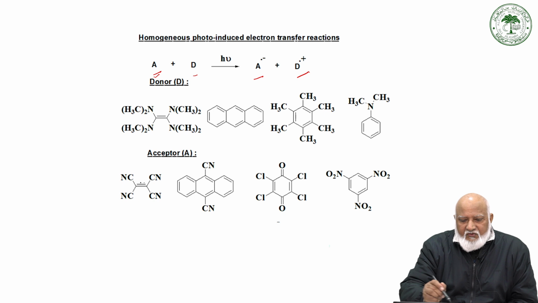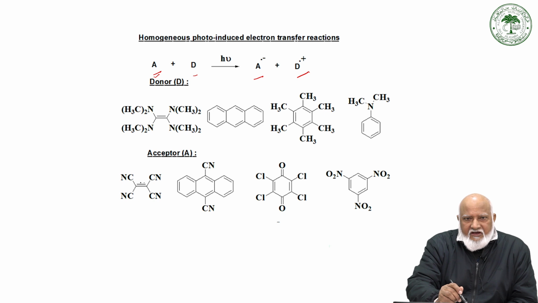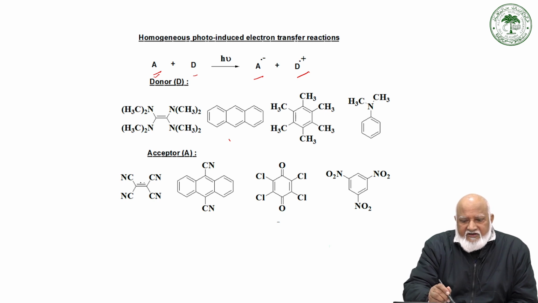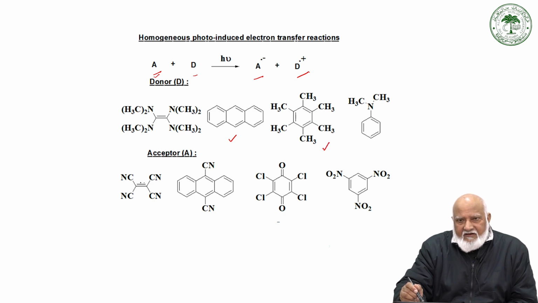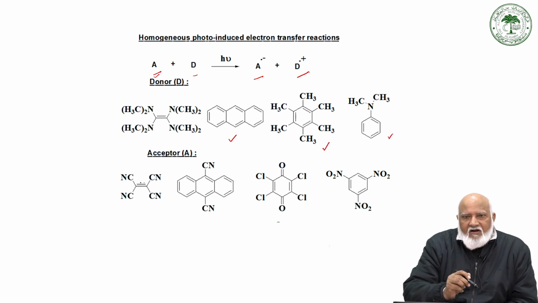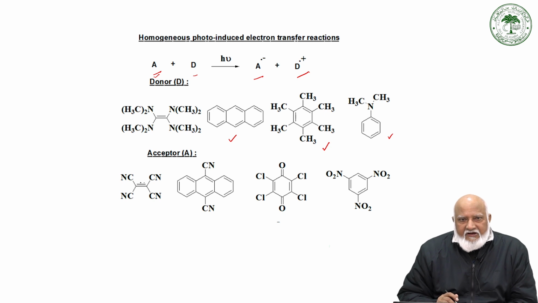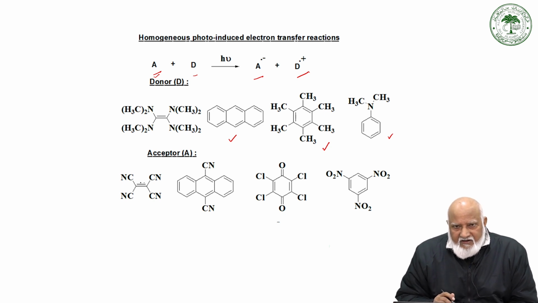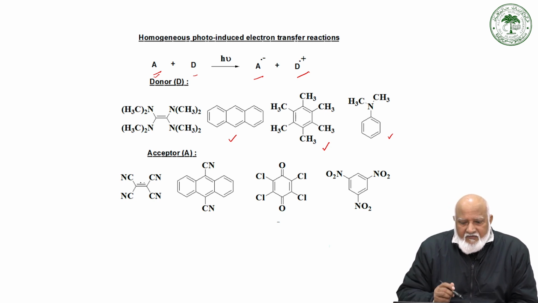So you can see a few amino derivatives of ethylene, highly electron rich species, aromatic hydrocarbons such as anthracene, alkyl substituted benzene, and then N,N-dimethyl aniline. These can all act as electron donors. Highly electron rich species can donate an electron and become a radical cation.